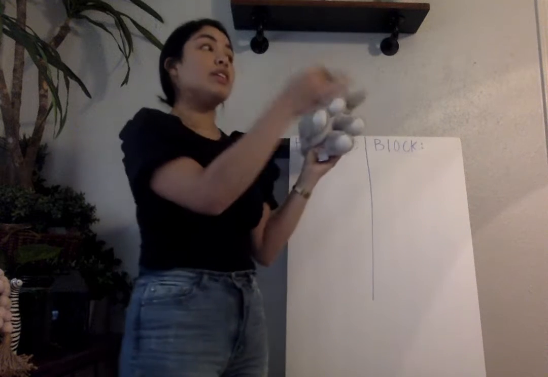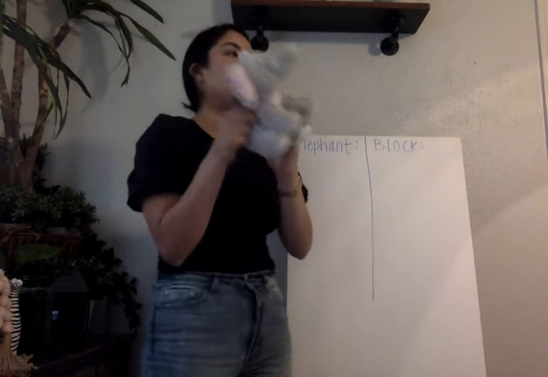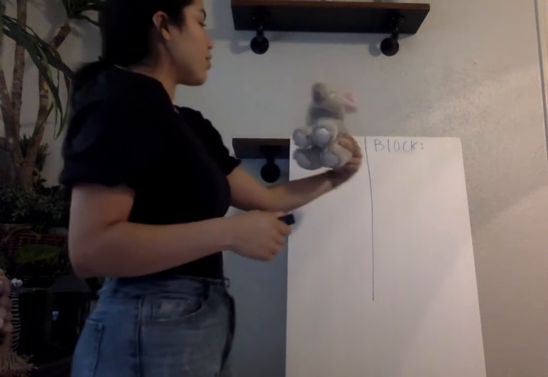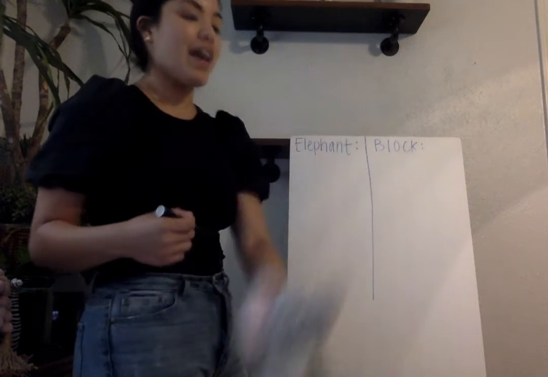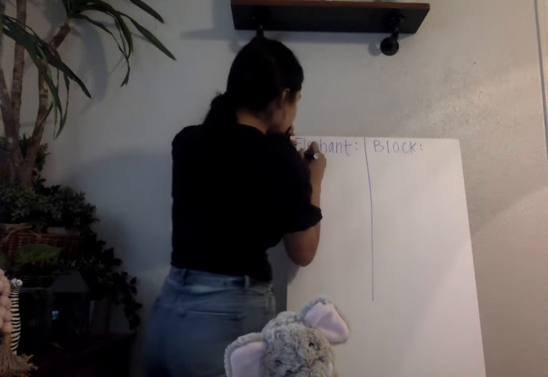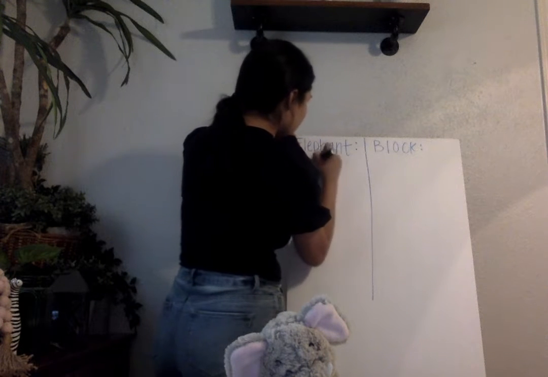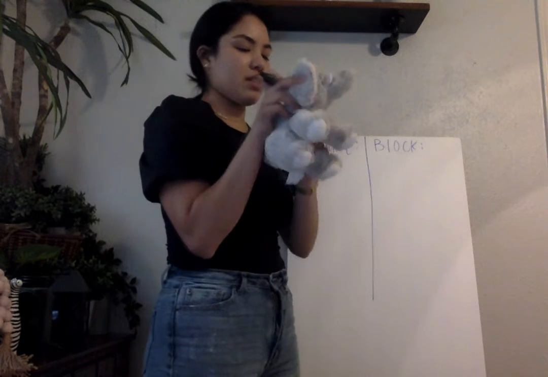So like before, we did the balloon and the real elephant. So this is a pretend elephant. But what are some things that you see about this elephant? He's gray, right? So gray is a type of physical characteristic. The color of something is a physical characteristic. Okay, so he's gray. What else do we see?